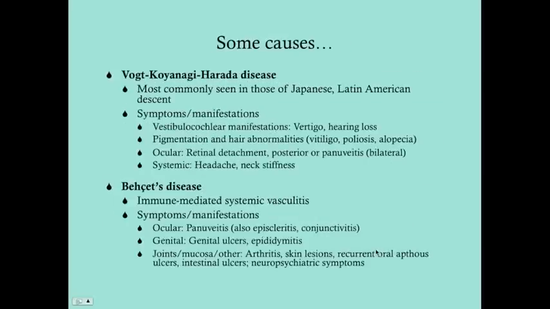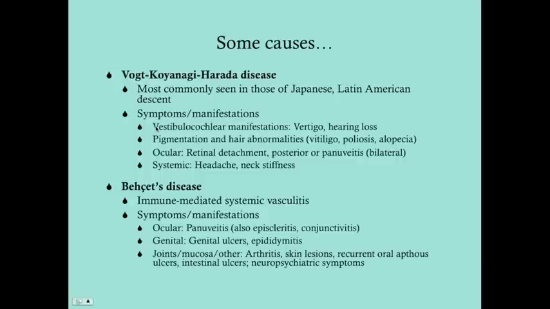Okay, so here are some of these causes of posterior and also panuveitis that are a little less common, things you might not see as frequently. This one is really uncommon if you're working in the US, and this is called Vogt-Koyanagi-Harada disease, and this is most commonly seen in people of Japanese and Latin American descent. I don't know why. I guess they just have the genes for it. These people are not ethnically related, but that's who it tends to be seen in.